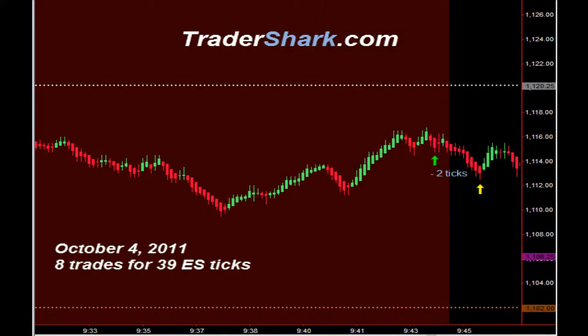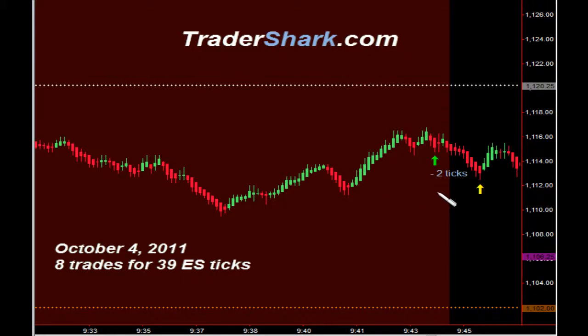Today we are showing 8 valid trade setups for a max potential of 39 ES ticks. This morning the market opened up at 1120.25, represented by the white dotted line. This is a no trade zone from 9:30 until 9:45. The only time we will take a trade is if it's in the direction of the gap fill.